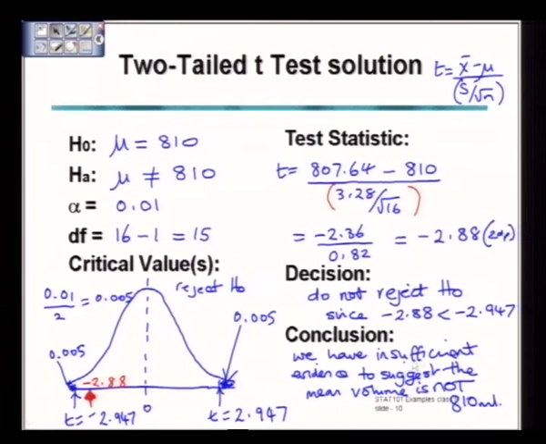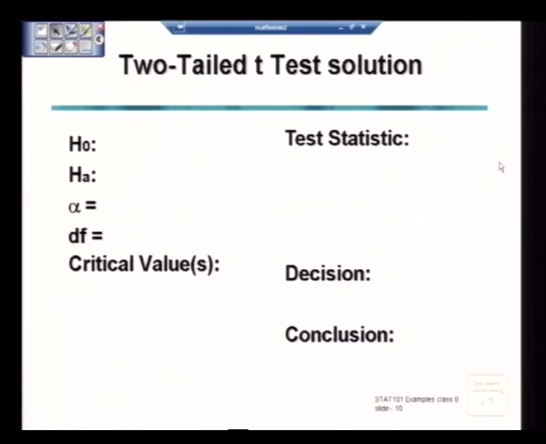So that was a two-tailed t-test, as we saw there, because we were trying to determine whether the mean was equal to 810 or not equal to 810.